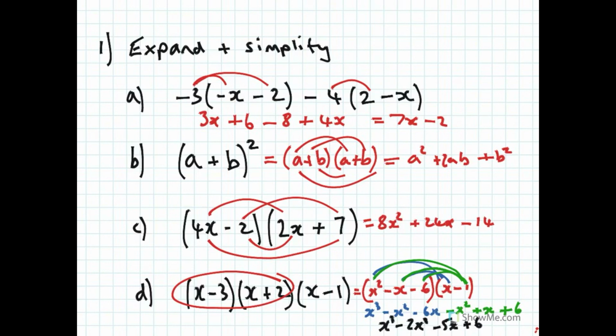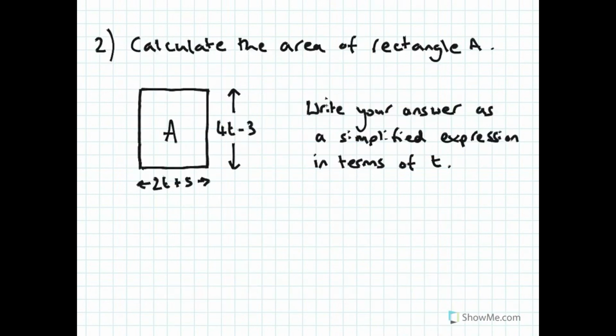I will move on to question 2. Multiplying the length and width to work out the area of this rectangle. Some of you accidentally just started using x's in this question, and there aren't any. Use t. It's t in the question, so it's 2t plus 5 multiplied by the other length, 4t minus 3.